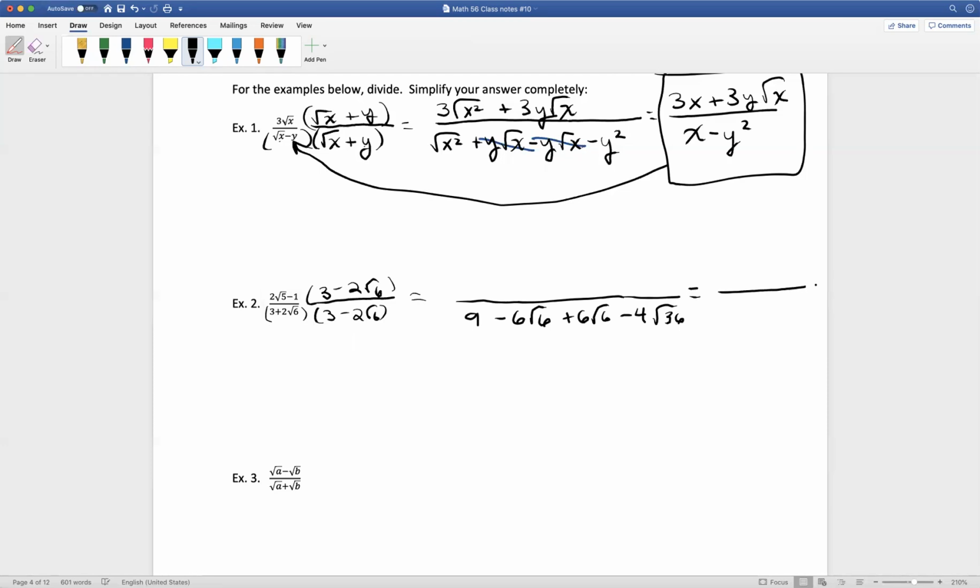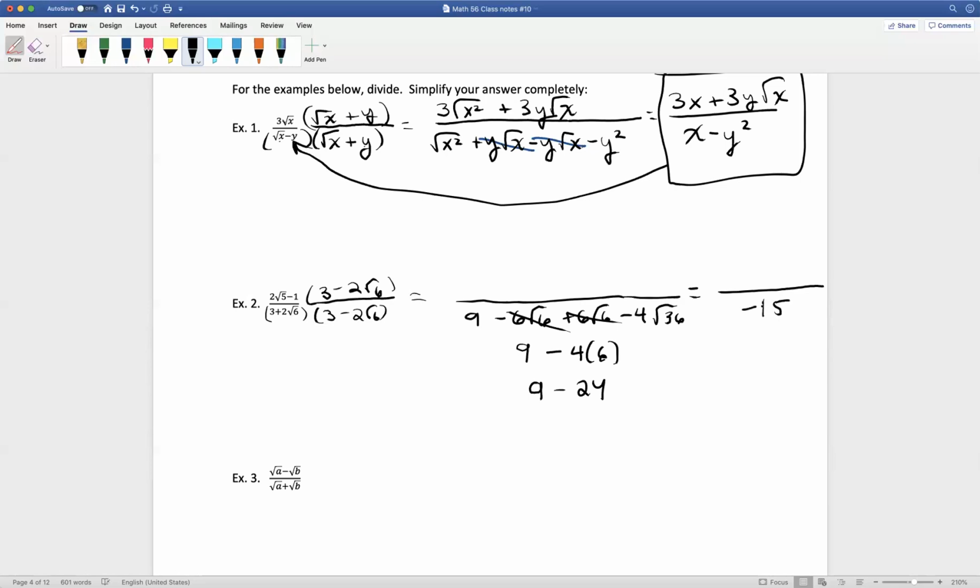Let's see what happens here. What do we have? Well, these guys cancel. Those middle 2 terms will always cancel. We're left with 9 minus 4 times the square root of 36. The square root of 36 is 6. So we have 9 minus 24. And so our denominator is the same thing as saying negative 15.